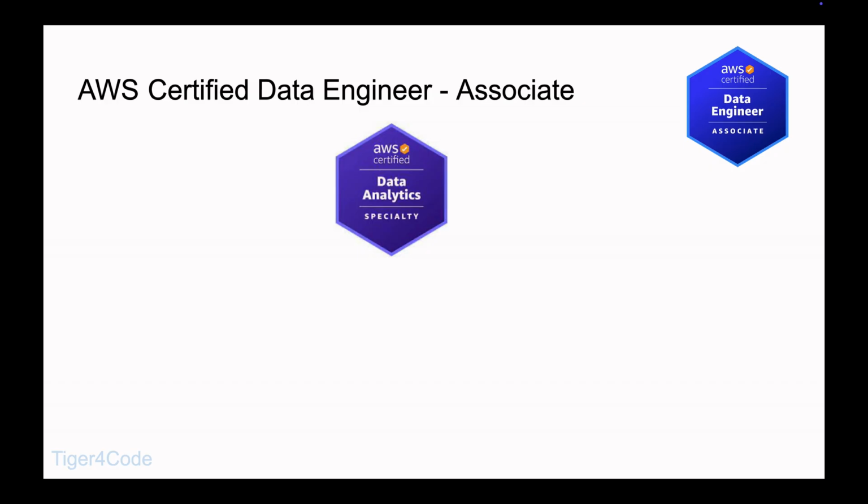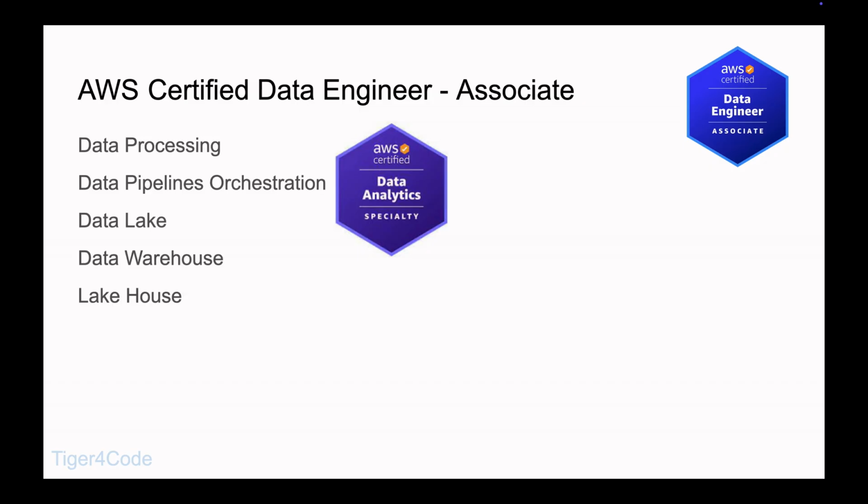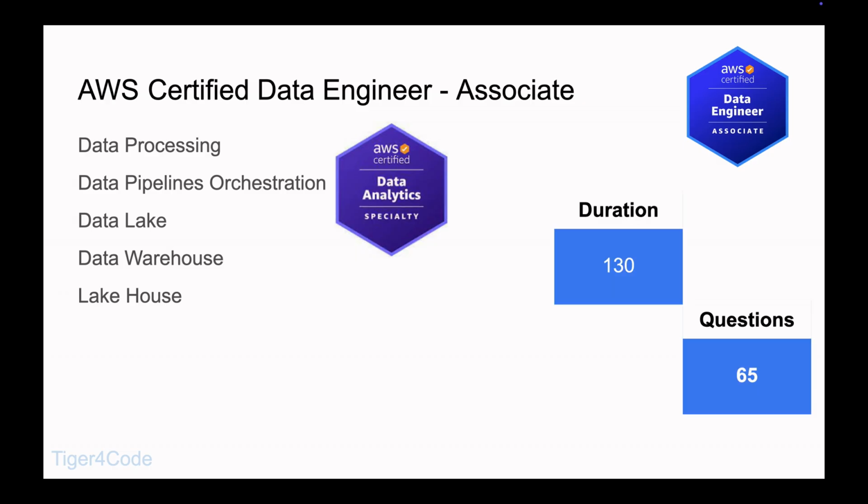This exam validates your skills in data processing, pre-processing, pipeline orchestration, data lakes, data warehouse, lakehouse architecture, and data security. The exam duration is 130 minutes with 65 questions and a cost of $150 US dollars. You also get 50% off if you have a voucher from another AWS certification you previously passed.